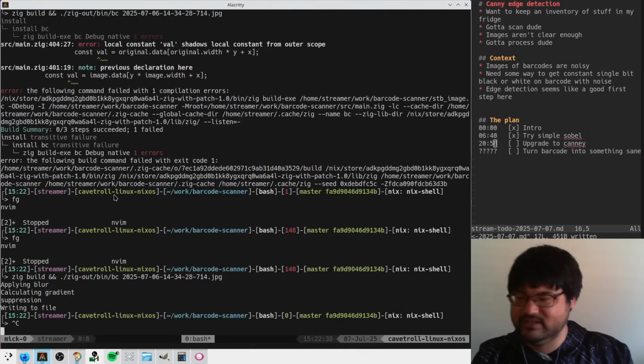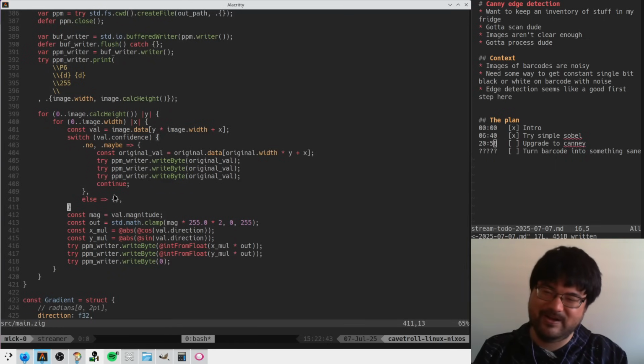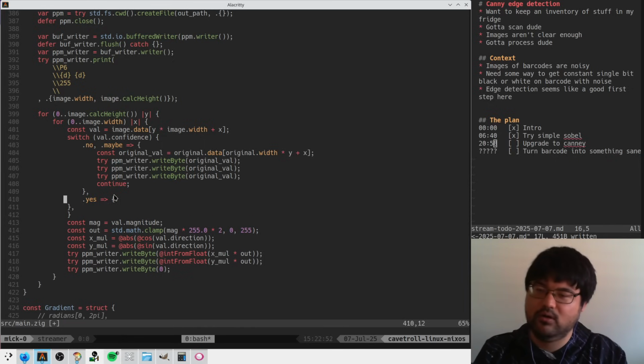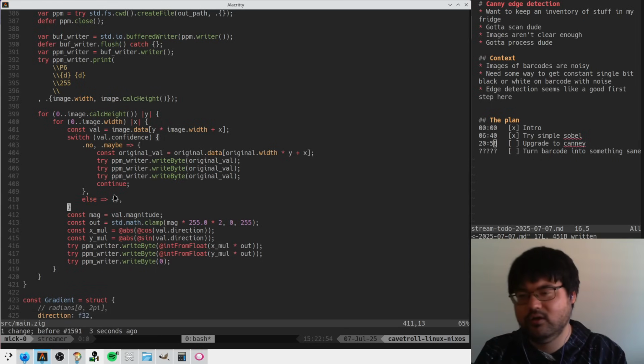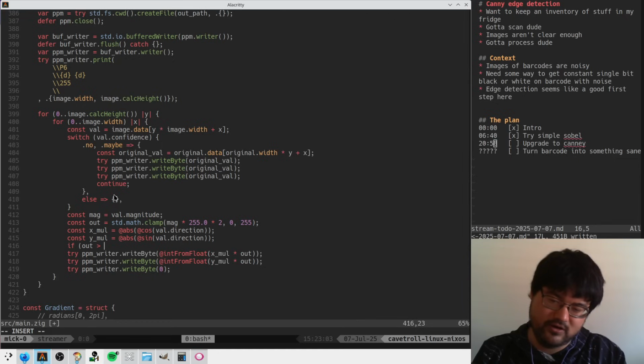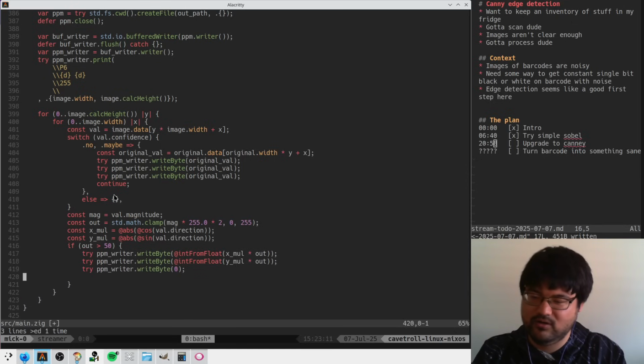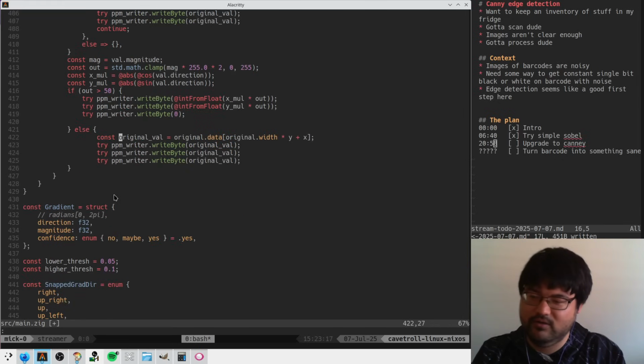I guess all of this stuff, there's a lot of yes in here, is what we're learning. So maybe this has to go: if out is above, like, 50, then we do this, else we draw the original. Right, there's probably something here.